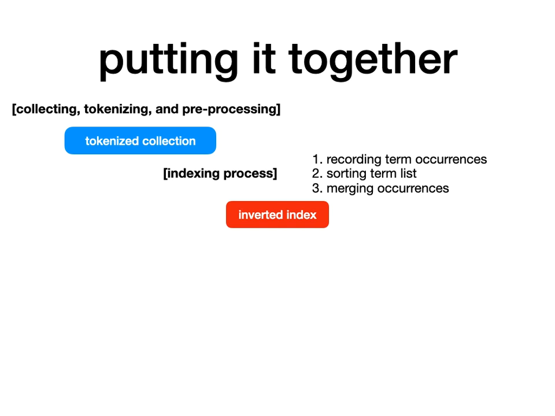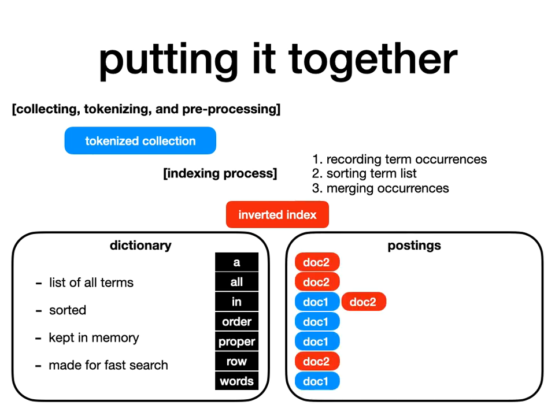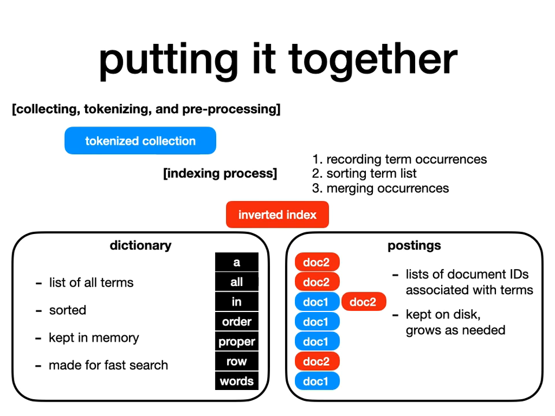Great. So what's in the index? We have the dictionary of all the terms, a list of every term. It's nicely sorted and typically kept in memory, and it's great for fast search. Then we have the postings, where all the documents live: lists of all the document IDs associated with each term. We can keep this on disk if we have a particularly large collection. We don't need to keep it in memory; we just need to access it when needed.